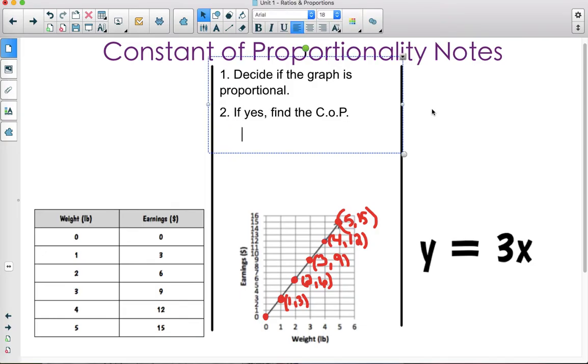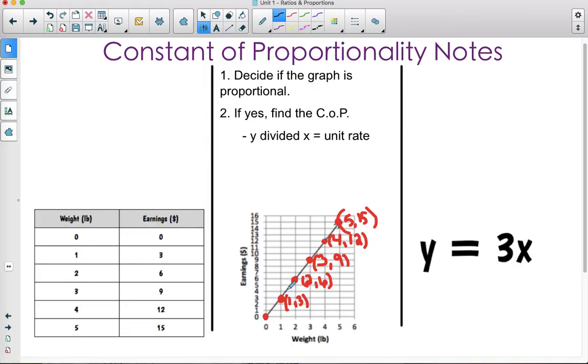So to find the constant of proportionality, I want you to write this down. You're going to take the y value divided by the x value equals the unit rate. When we're talking about coordinate points, the first number is always your x value, and the second number is always your y value. Just like when we were looking at a table or a chart, the first set of numbers are your x values, and the second set of numbers are your y values. That's the same for coordinate points.